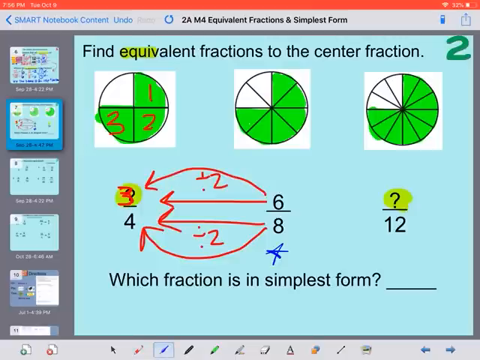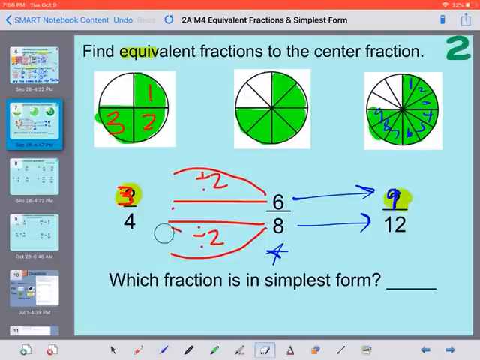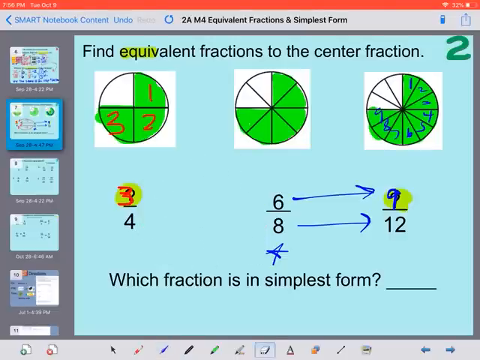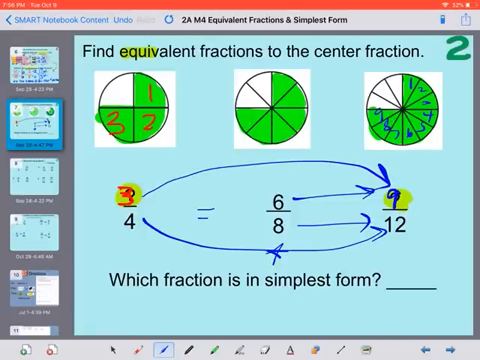From 6/8 to something 12ths, we really have 1, 2, 3, 4, 5, 6, 7, 8, 9. We have 9 twelfths. We don't have a whole number that we can multiply. 8 times nothing is going to give you 12, not a whole number anyways. But if we go from the other fraction that we already know, 3/4, could we go from 3 to 9? Since these are equal already, 3 times 3 is 9, 4 times 3 is 12. It's the same number. Those are equivalent fractions. They are all equal to each other.